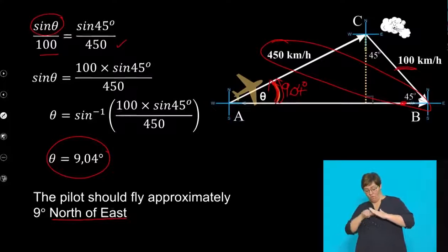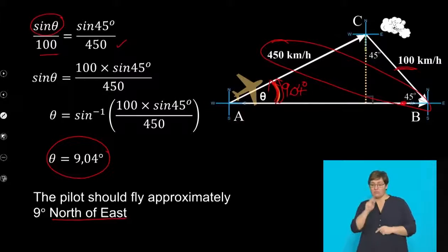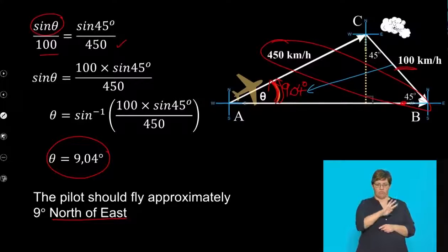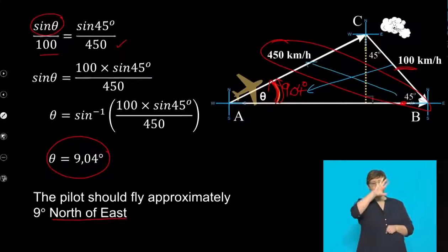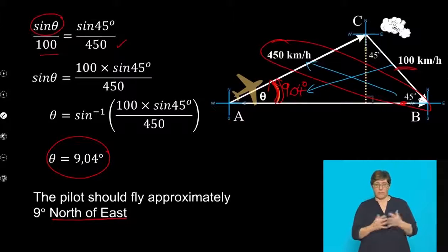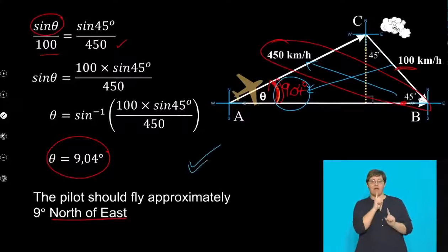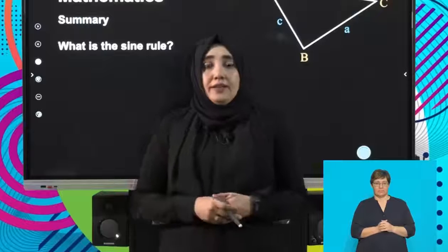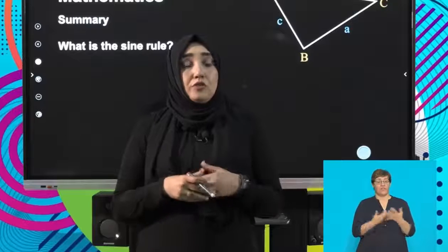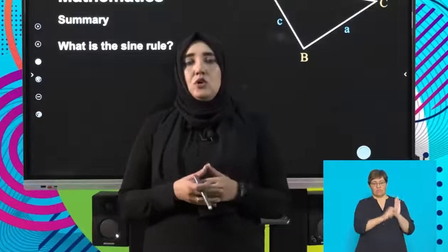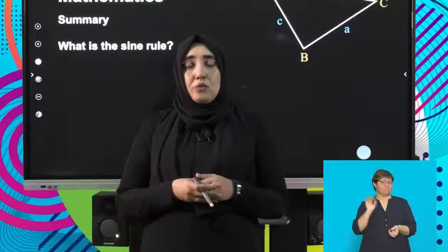Okay. If we did try and do a check again to see if our answer looks correct, 100 is across from 9,04, and 45 is across from 450. So obviously, we did expect our answer to be significantly less than 45, which was the angle across from 450. So in the context of that, our answer does look correct. Okay. Now, we've completed all the formalities of the sine rule. Let's do a quick summary to recap what we've done thus far.